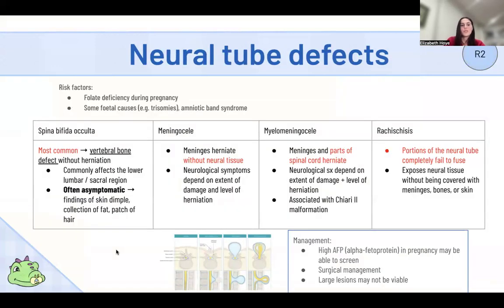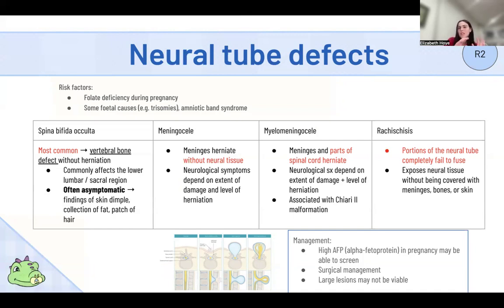This next one is neural tube defects. There are a range of factors that could lead to a neural tube defect. One that has been found is folate deficiency in pregnancy, and there are also some fetal causes like specific trisomies, genetic conditions, or amniotic band syndrome. The first one is the most common and also the less severe. That's spina bifida occulta, and that's just a vertebral bone defect, with no herniation of neural tissue or meninges. So it's just the bone.